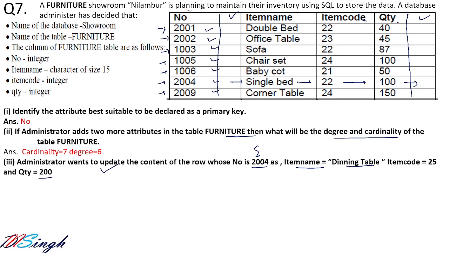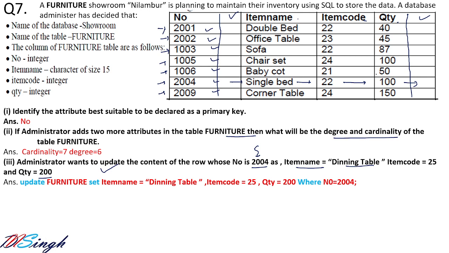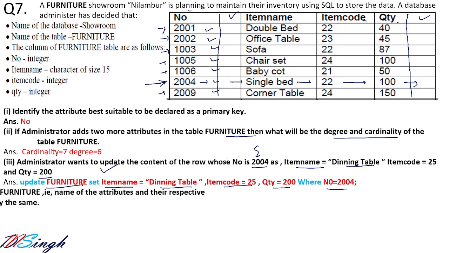So what is the syntax of the update command? Update table name, set column name value, comma, column name value, comma, column name value, where condition. So we have wrote here update table name furniture, set item name to dining table, item code to 25, quantity to 200, where number is how much? 2004. So it restrict the updation will be happening on this particular record only. So condition is very important while writing the update and delete statements inside SQL. Let us see the next question.